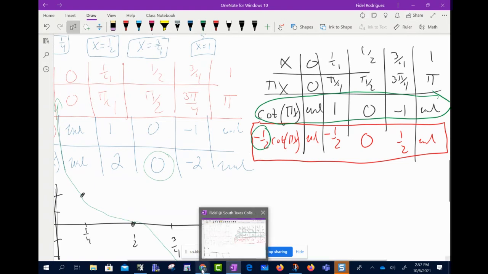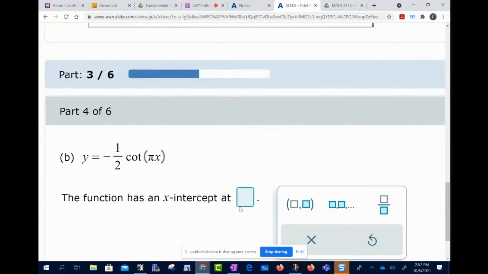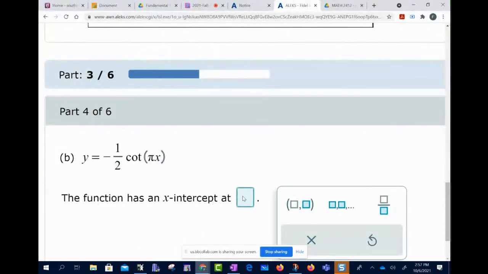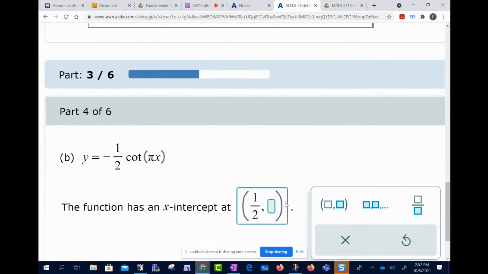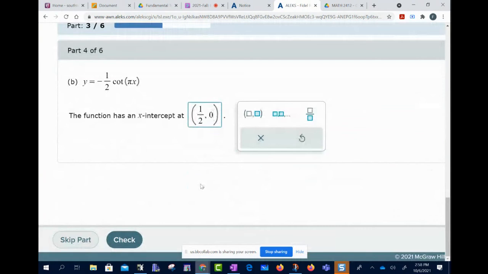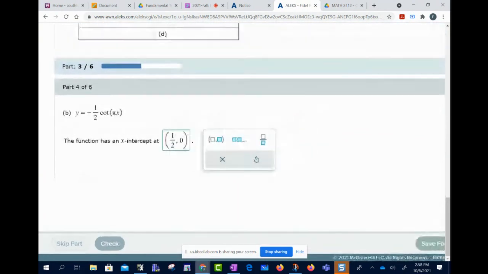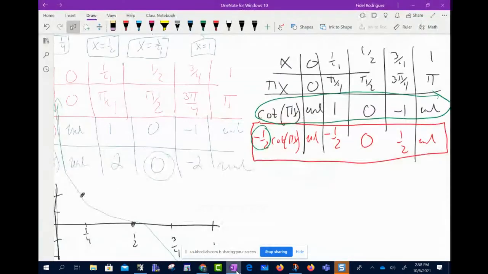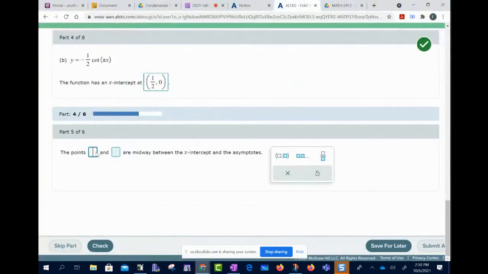Okay, so now let me come back to my problem and let's see if we can find, okay, x-intercept now was at what? 1/2 and 0? Still 1/2 and 0. So right here, we're going to put 1/2, comma, 0. Zoom out a little bit. And let's check it. Good. What are the points that we had for my x-intercepts? I'm going to come back with my graph. 1/4 and -1/2, and 3/4 and +1/2, right? So 1/4 and -1/2.